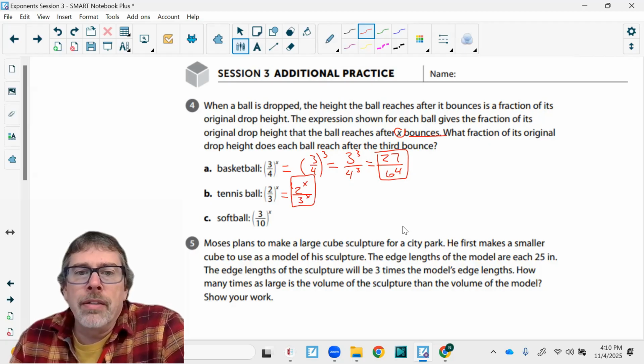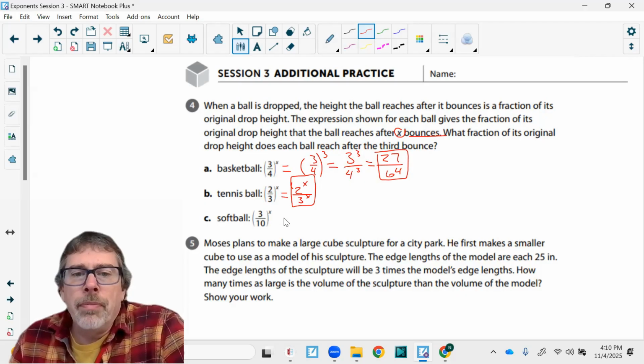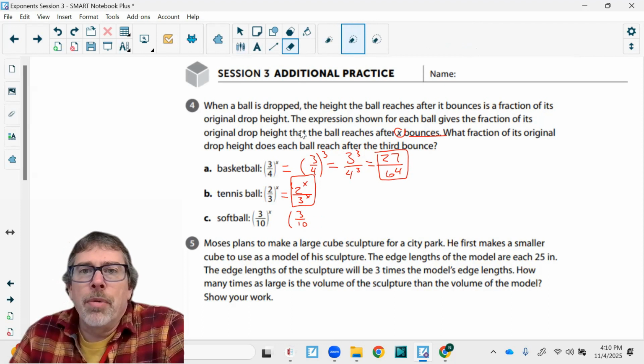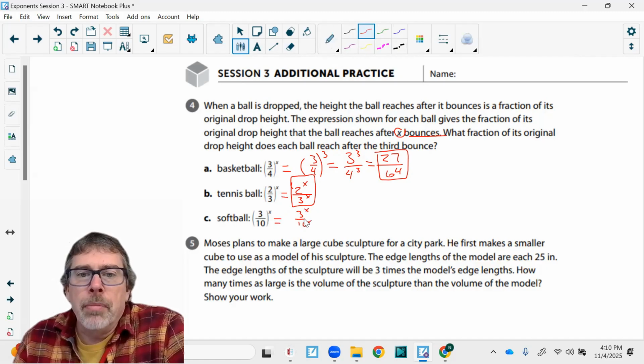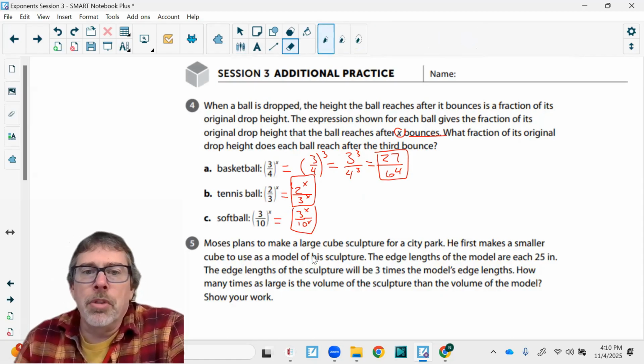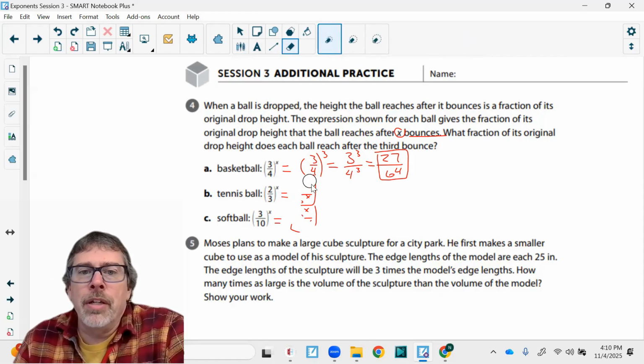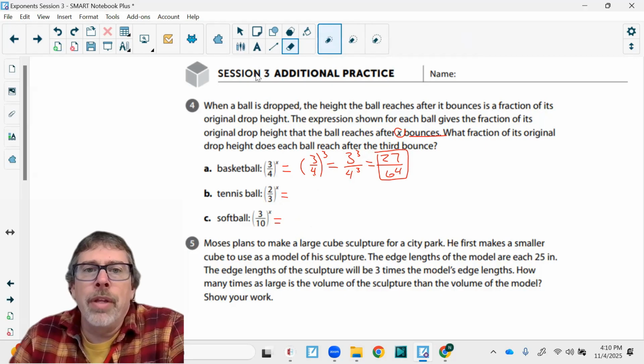If we don't know what x is, that's all we can do. And a softball is 3 to the 10. I don't need the parentheses anymore when I'm doing this. I wanted an equal sign. And it's going to be 3 to the x over 10 to the power of x. Okay, and that's it. What fraction of its original drop height does each ball reach after the third bounce? Okay. Oh, I'm sorry. I just did x's here. I'm supposed to put a 3 in. I did it on the first one. I didn't do it on the others. My fault. Let me go back and do that.